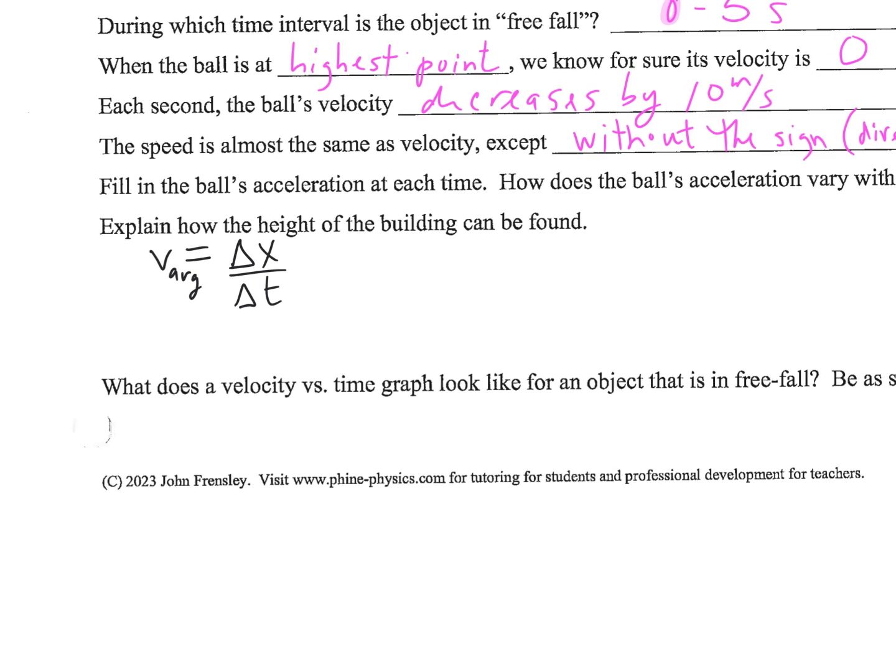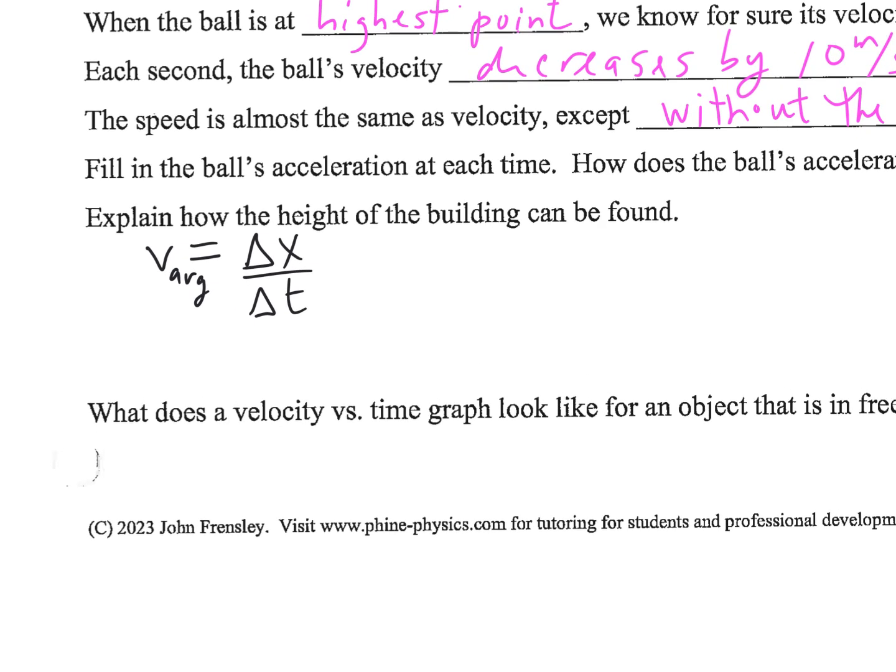So can we rearrange this to get the height of the building? Can we rearrange this to get delta x? What would it be? Yeah, v average times delta t. So we just need to find v average. V average is going to be what? The average of the initial and the final velocities. So there we're going to add the initial and final velocity together and divide by 2.